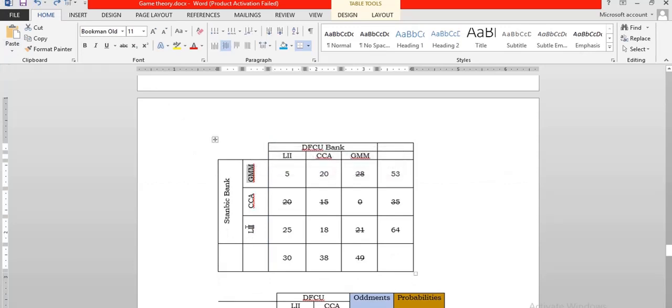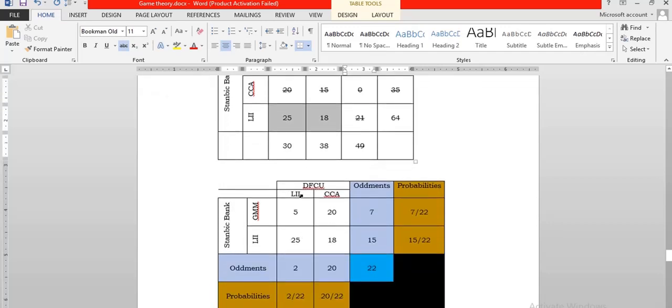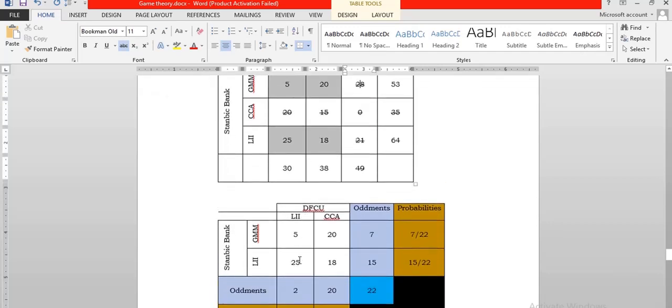GMM together with LII, they also remained, and we remained with those 4 possible payoffs. These are the ones we transferred into a smaller matrix: 5, 20, 25, 18, because these were not cancelled. We use this one now to compute oddments and probabilities to get a mixed strategy probability.